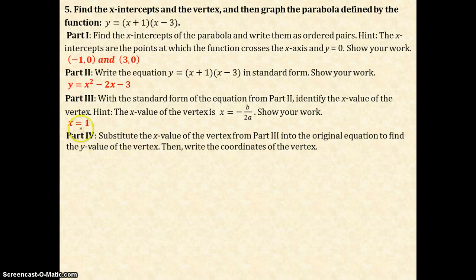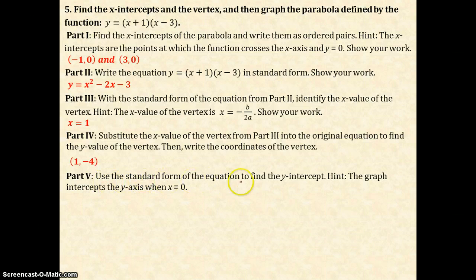Now we need to plug this value in to the standard form equation to figure out, or you could plug it into the original equation, figure out what the y value of the vertex is. I'll plug it into the original. Y equals 1 plus 1 times 1 minus 3. 1 plus 1 is 2. 1 minus 3 is negative 2. So y equals negative 4. So the vertex is x is 1, y is negative 4.